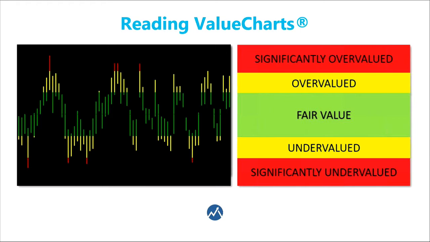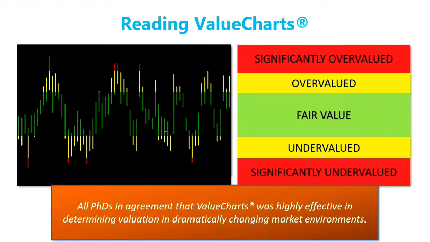Again, we had this verified by 3 different independent PhD statisticians, Dr. Abraham Weiner from University of Pennsylvania, Wharton School of Business, Dr. Eric Laber, University of Michigan, and Dr. Sheila Nair, University of California, UCLA. All 3 of them were in agreement that the value charts indicator was highly effective in determining valuation in dramatically changing market environments. It does this by shifting its bias based on what we call dynamic volatility units. So it adjusts value zones to current market volatility to determine whether or not a market has gotten significantly extended one way or the other.